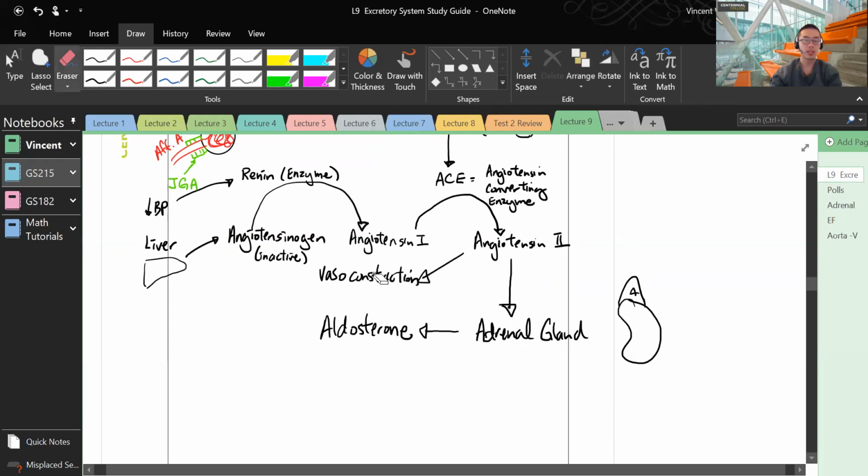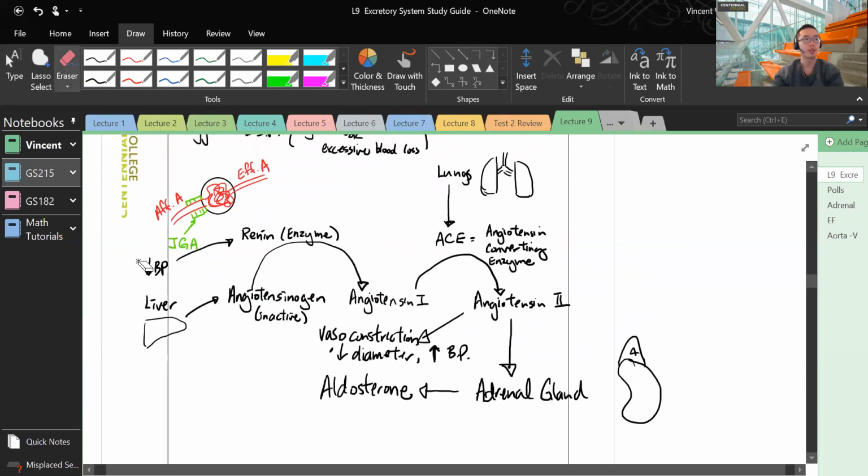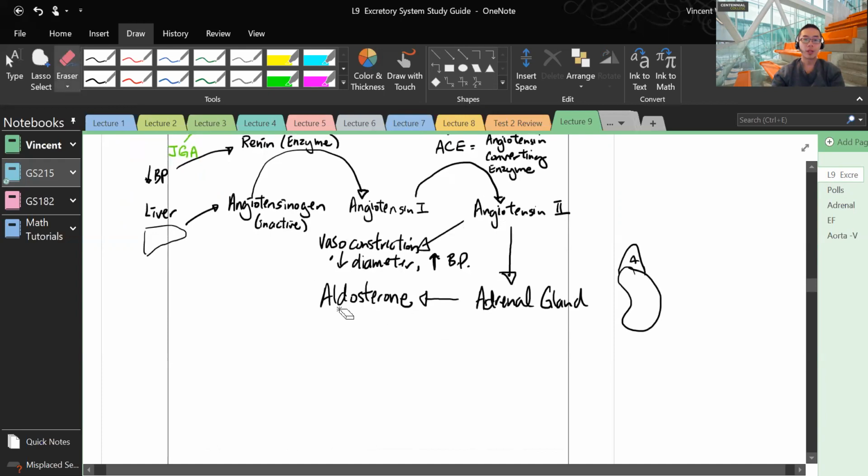The vasoconstriction is going to basically decrease diameter, and then it will increase blood pressure, right? Which fixes our problem. Our initial problem is we have low blood pressure, so that's going to be counteracting that. What would aldosterone do? Aldosterone will go to the distal tubule and the collecting duct, and it will increase sodium absorption.